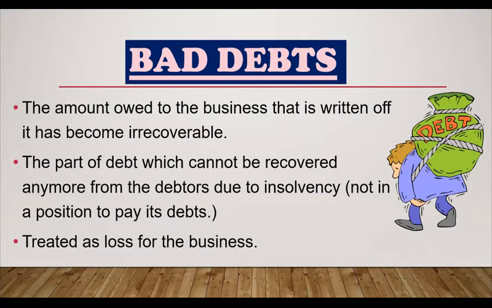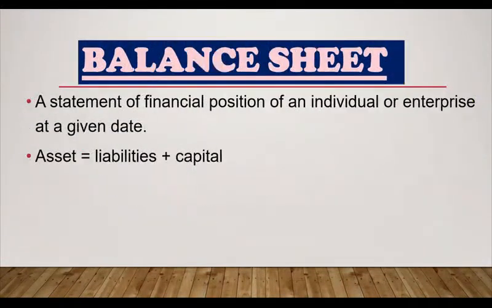The next topic is the balance sheet. When we talk about the balance sheet, it is one of the statements of the financial position of an enterprise or of an individual. At a particular date, the business used to make the balance sheet. Why does the business make the balance sheet? So that they can detect their financial position, so that they can identify the assets and the liabilities of the business. So for the balance sheet, every time we are going to equate this equation: assets equals liabilities plus capital.